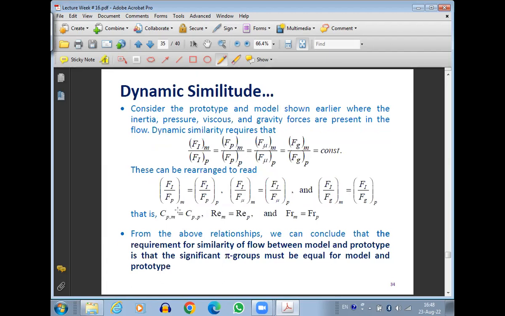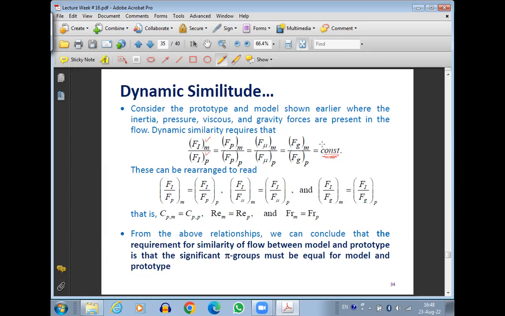We mean by that the inertia force for the model and inertia force for the prototype, their ratio should be the same as the pressure force for the model by the pressure force for the prototype. Should be the same as the viscous force for the model by the viscous force for the prototype. Should be the same as the gravitational force for the model by the gravitational force for the prototype. So these force ratios between the model and the prototype should be the same.